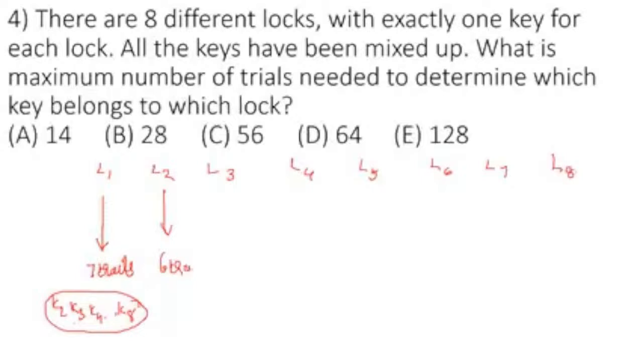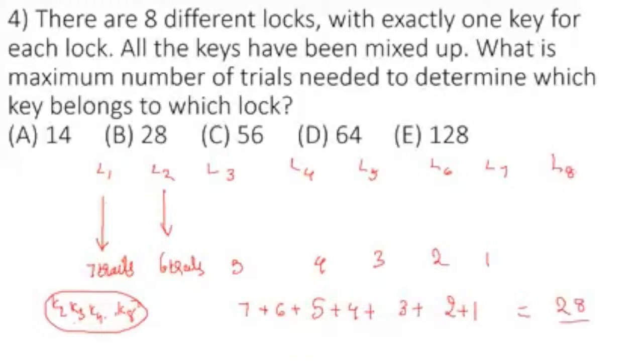So 7 trials, 6 trials, 5 trials, and so on, 4 trials, 3, 2, 1, and the last key will be confirmed for the next key. So the maximum number of trials a person can make is 7 plus 6 plus 5 plus 4 plus 3 plus 2 plus 1, which will be 28. So the answer is B here.